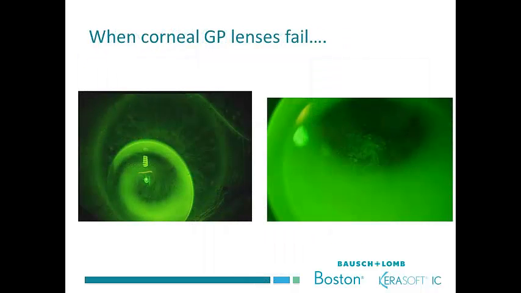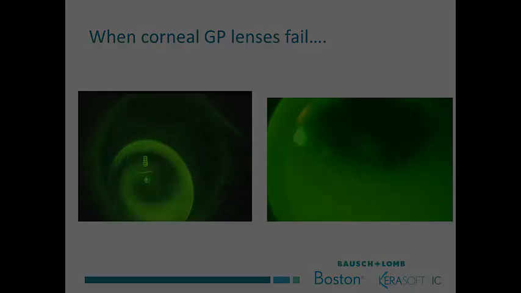And corneal GP lenses do fail. While they're a go-to lens for many of our patients with irregular corneas, you can see this poor patient is not even seeing through the lens because the optics are aligning over the apex of this cornea, and he's looking through the edge lift. And here you can see that the cornea is being very compromised from a flat-fitting lens.